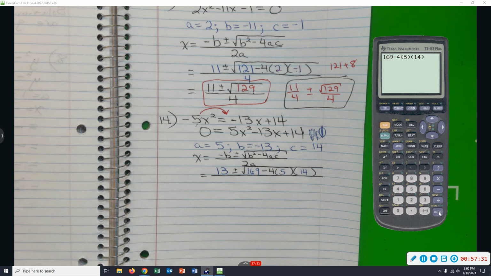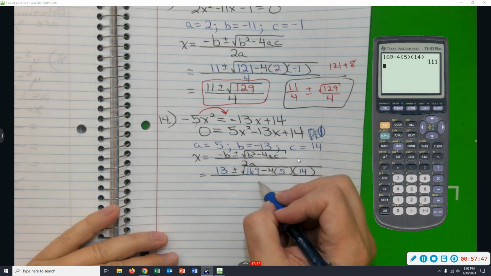Okay, so we have 169 minus 280, so a negative 111. We're not through with the denominator, though. What's the denominator going to be? Oh, I forgot about that. What's the denominator? 10, I agree. 2 times 5 gives me a 10.